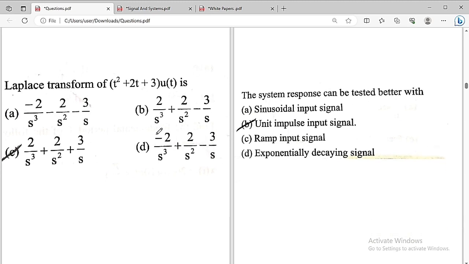See the question here. The Laplace transform of (t square plus 2t plus 3) into u of t is. So basically, we have to find the Laplace transform of (t square plus 2t plus 3) into u of t. So what are the four options? Option C is the correct solution of this question, which is 2 by s cubed plus 2 by s squared plus 3 by s. So let's solve this numerical.